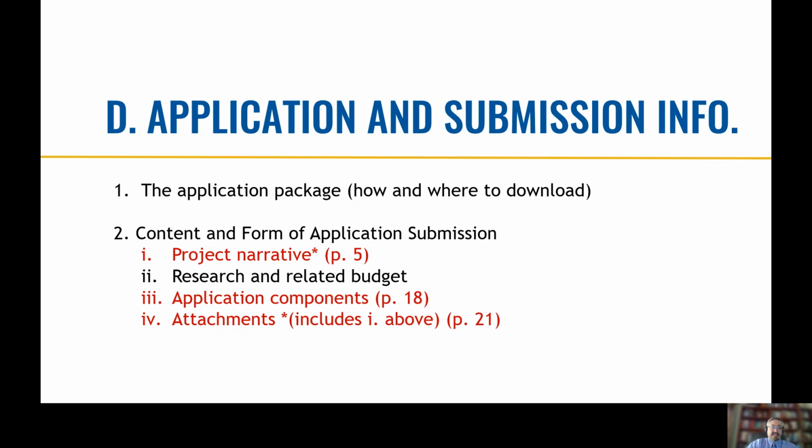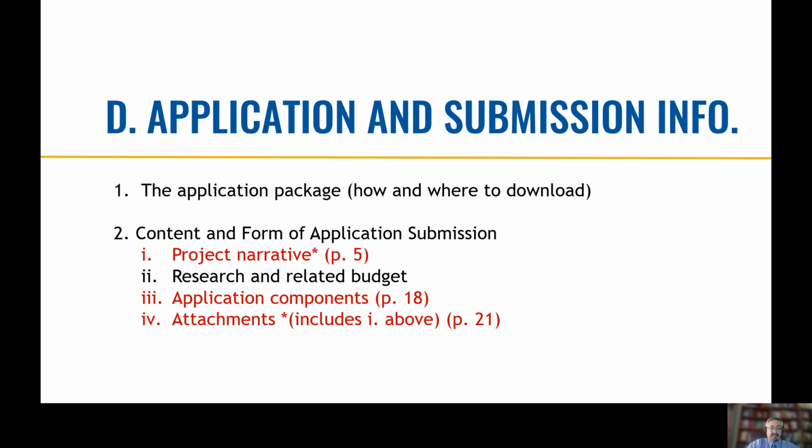Section D is the application and submission information. This is the section where you'll find how to download and get the application package, which is number 1. And then number 2 in the section is the core of the content and the form of the application. We give a great deal of detail on the project narrative. That's the 12 pages that you'll be preparing, and you'll find the discussion starting on page 5, and then the research and related budgets as following.